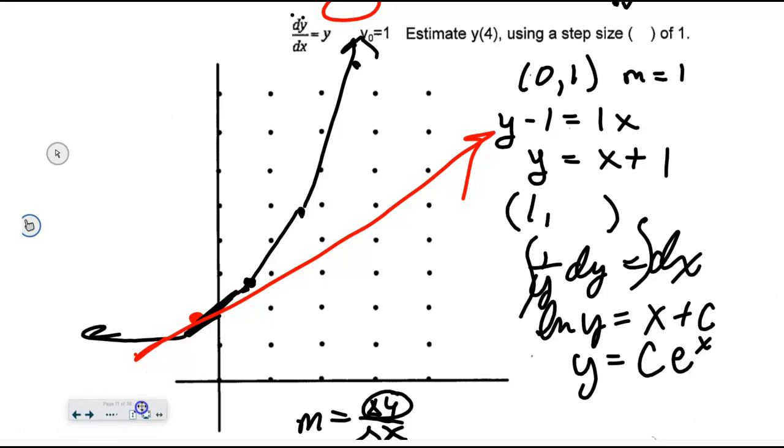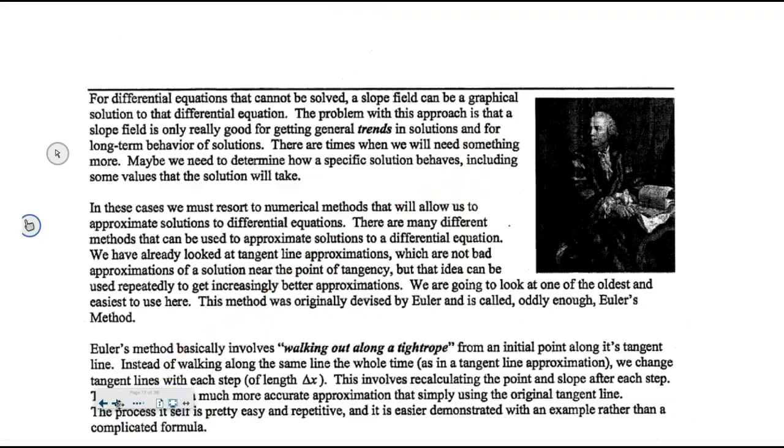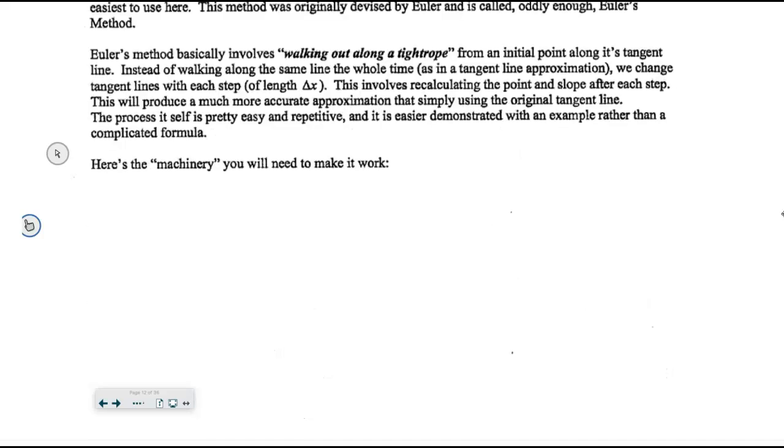So on the next page, go take a look at what it says. It's got some of the history of it. And it says, sometimes we can't solve them, and slope fields are good for getting a graphical picture. And it says the problem with this approach, the slope field one, is it's only really good for getting trends and solutions. You know how I say squint? That's like what's trending on your paper? But maybe you want to see more how it behaves. So then we can kind of go, and I told you it's kind of like walking the tightrope. This is Leonard Euler. But let's just talk about the machinery you need to run Euler's method. You need to be told a couple things. What are they?